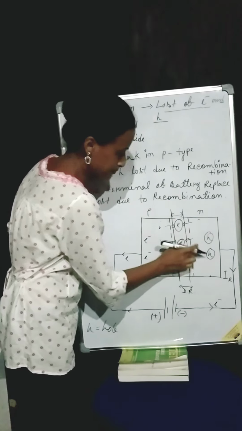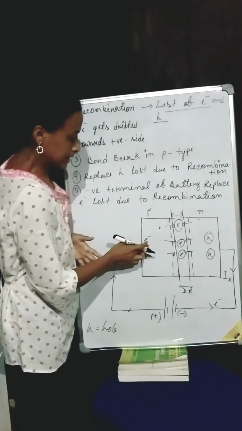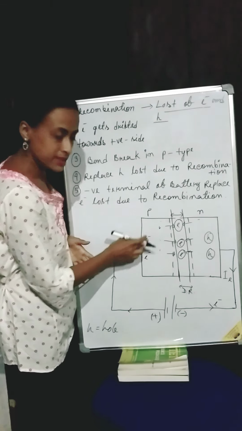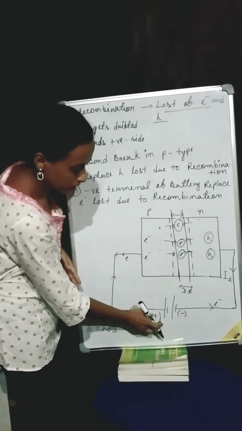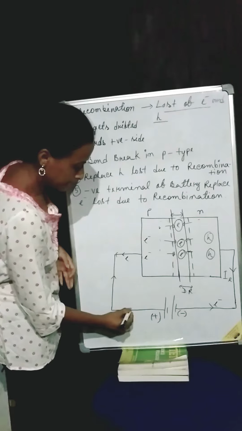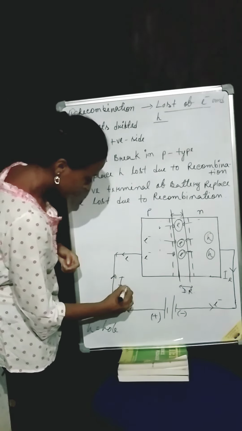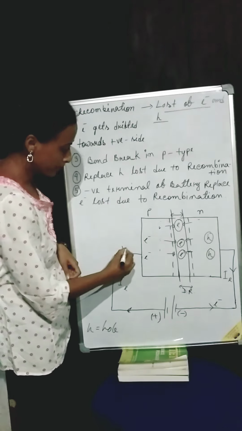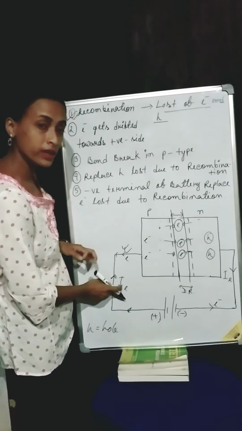Now the next step, in the second step, what happens is that the minority electrons present in p type start to move towards the positive side of the external battery. So in the opposite direction we will get a current due to this movement of electrons, and that's why this current is known as electronic current.